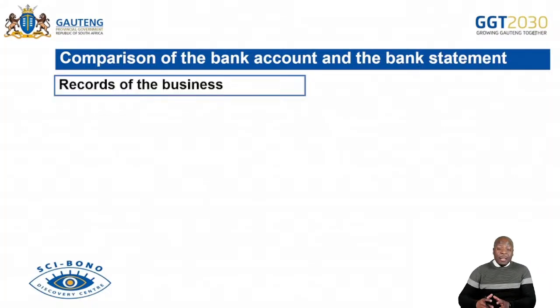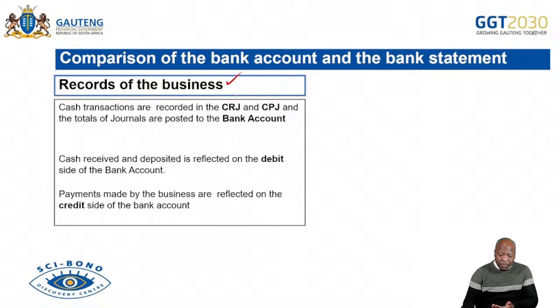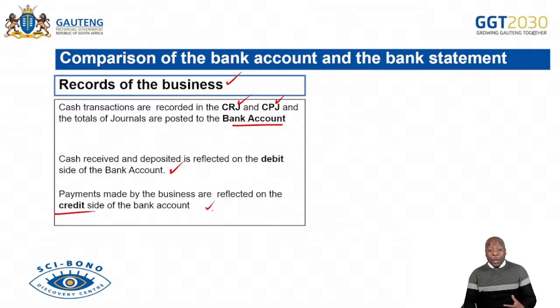It is very important that you understand the relationship between the records of the business and the records of the bank. In the records of the business, cash transactions are recorded in the CRJ and in the CPJ, and the totals are posted to the bank account. The cash received and deposited is reflected on the debit side of the bank account. Payments made by the business are reflected on the credit side of the bank account. I'm going to show you when we prepare the bank account.